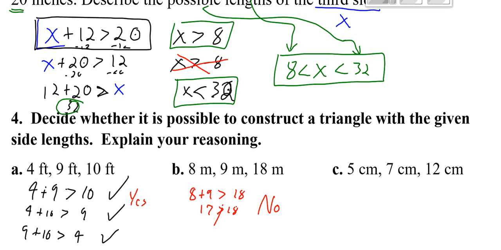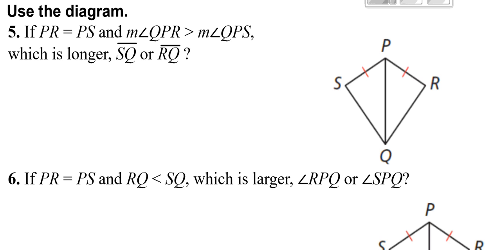Another one here, notice that if we do 5 plus 7, is that greater than 12? Well, it's equal to 12. It's not greater than. We don't allow inclusion there. So that's not true. No, this cannot be lengths of a triangle as well. It's our last examples here.